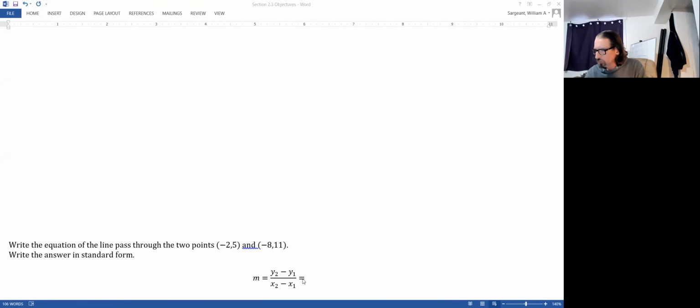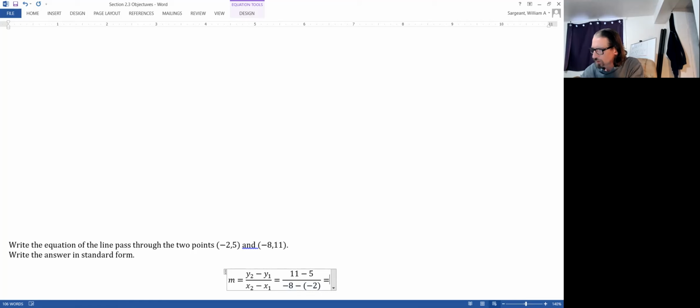All right, so I'm just going to go in the order that the points were presented. Call the -2, 5 my first point, i.e. x sub 1, y sub 1. Then that second one, I'm seeing my second point, which means the 11 is y sub 2. I've got to subtract from that the other y coordinate of 5. And since -8 was paired up with the 11, start with the -8, subtract the -2.